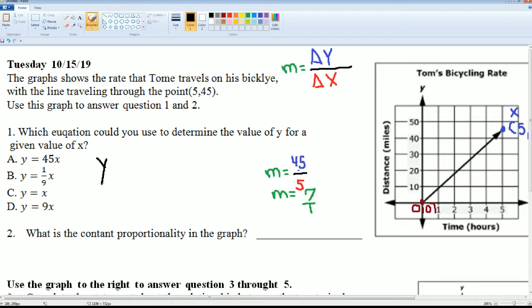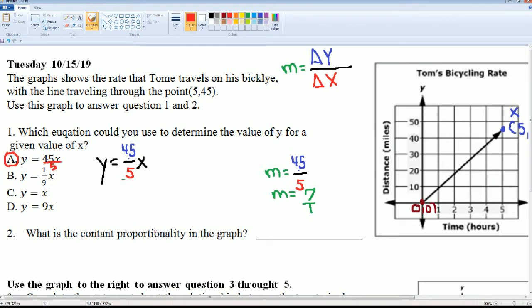This formula is y equals mx, right? But we know that the slope, which is m, right here, is 45 over 5. The answer should have been A right here, because there should be a divide by 5 here.